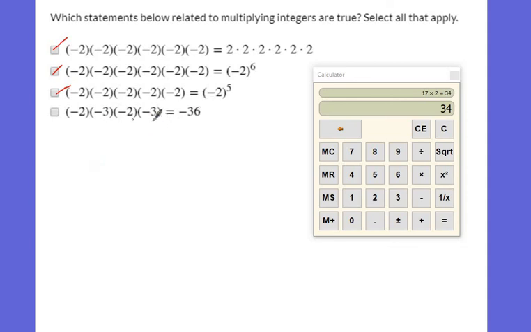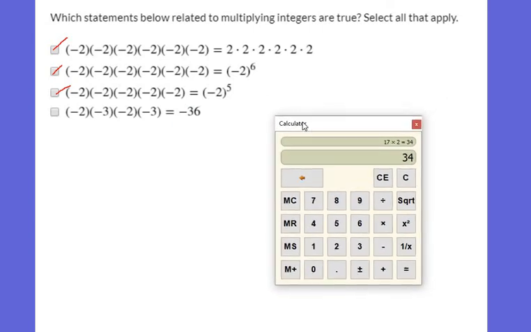This says all of that equals a negative 36. I see 1, 2, 3, 4 negatives. 4 is even, so my final answer should be positive, and it's not. So that does not work. So I cannot check that box as true. I don't even care what amount it gives me.